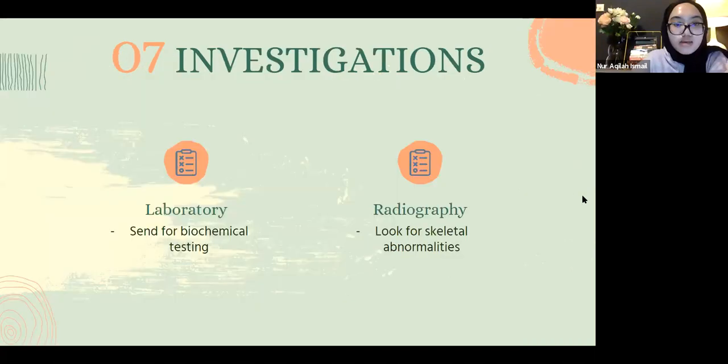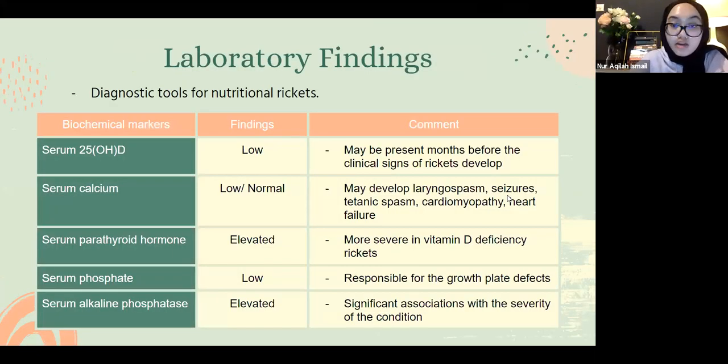So actually, the clinical features are not very specific and it's not safe because you cannot differentiate whether the patient is having rickets or some other conditions with similar signs. So in order to make a diagnosis, you are recommended to proceed with lab investigation for biochemical testing as well as radiography to look for any skeletal abnormalities. The lab findings can be different depending on the causes, but because rickets is very common, we will look into the diagnostic tools of nutritional rickets specifically.